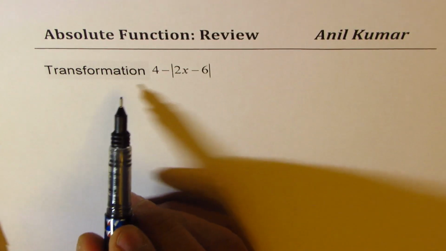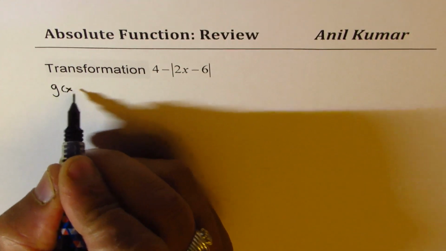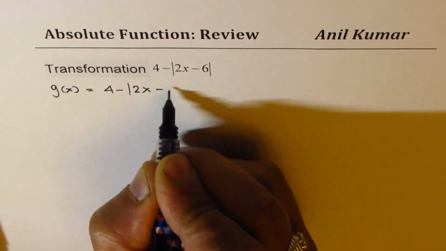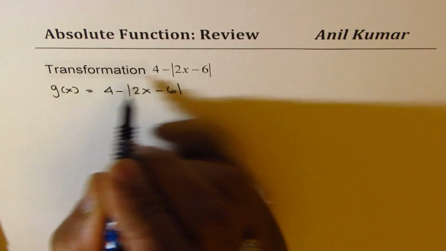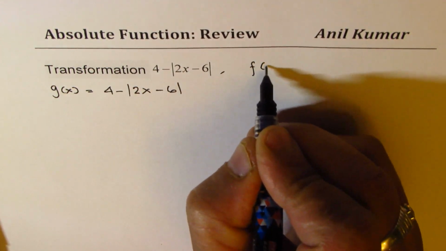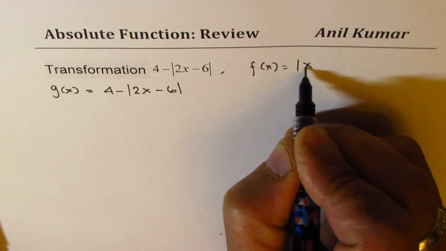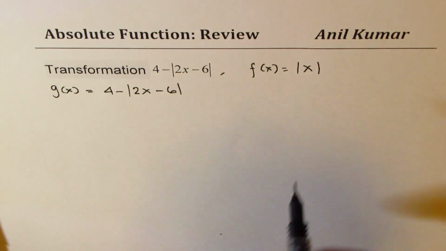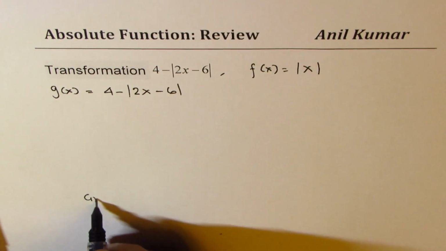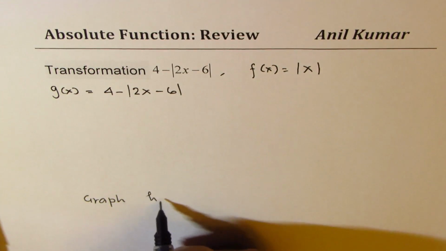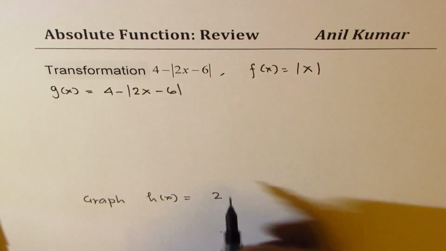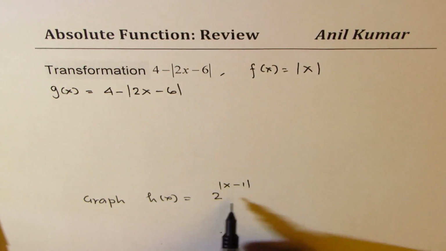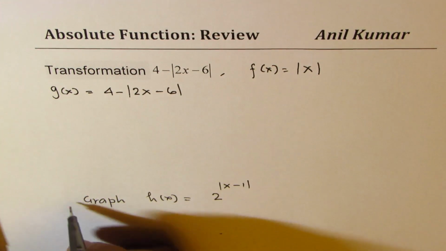So we look into transformation of a function. Let me rewrite this function as g of x equals 4 minus, within the absolute function, 2x minus 6. And we are comparing this transformation with respect to the parent function f of x equals absolute x, correct? So you need to describe this transformation. At the end of the video, we'll also discuss how to graph, let's say, a function h of x equals 2 to the power of some absolute function. We'll just take x minus 1, okay? So that could be your test question after this.